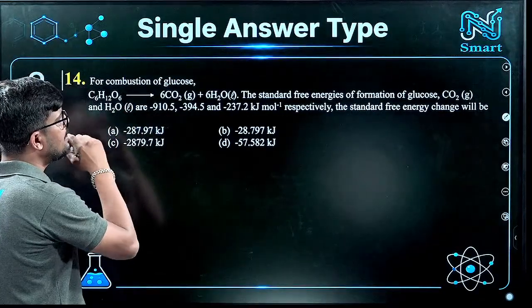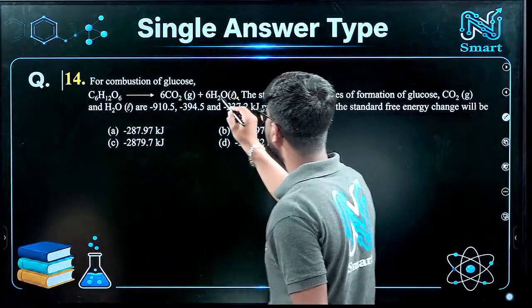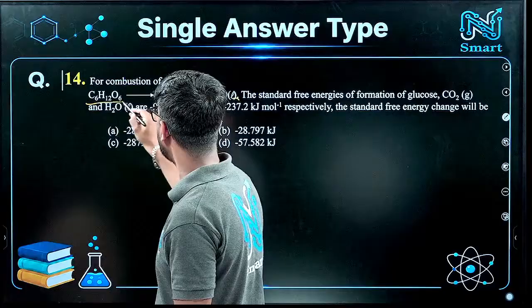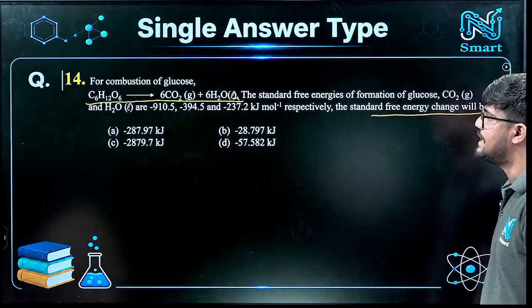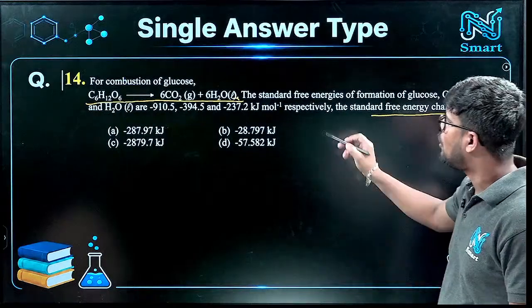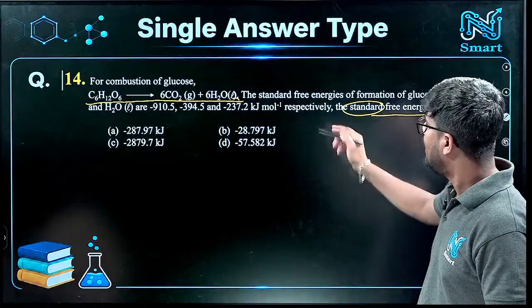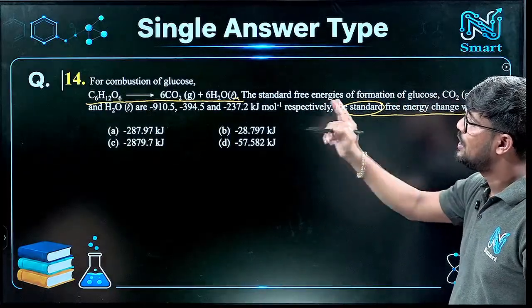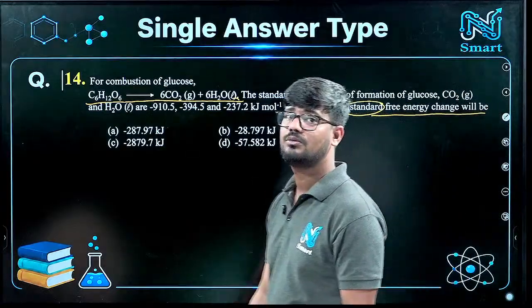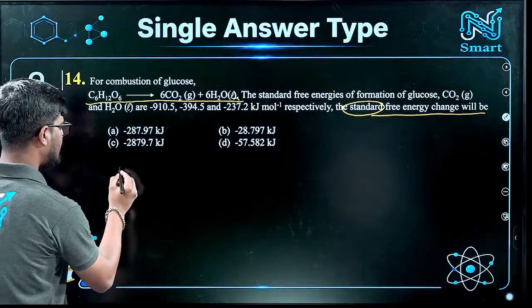So basically, this is our combustion reaction. From glucose we are getting CO2 plus H2O. For that we have to calculate the free energy change, and specifically the standard free energy change. The standard free energy of formation of glucose, CO2 and H2O are all given. So how do we find the answer? First see the equation.